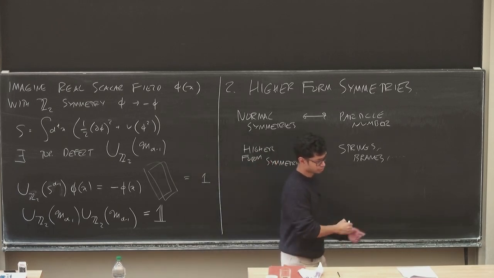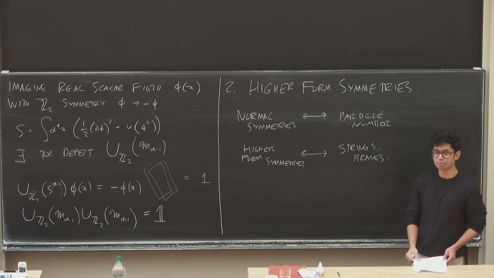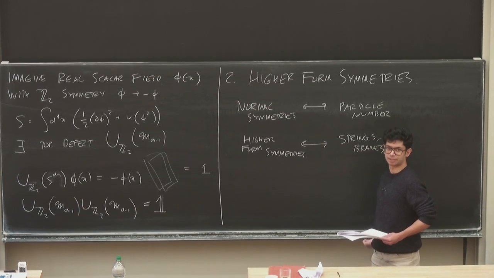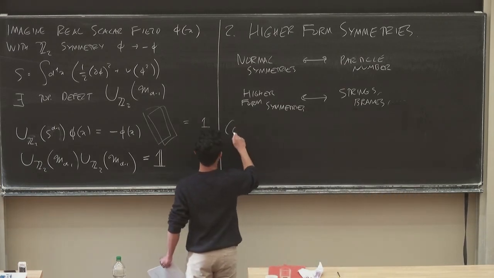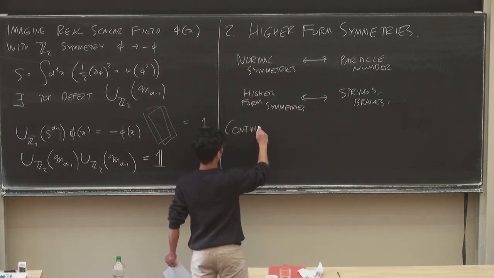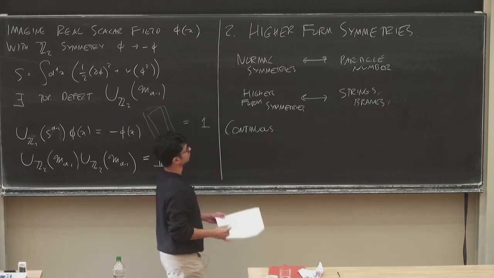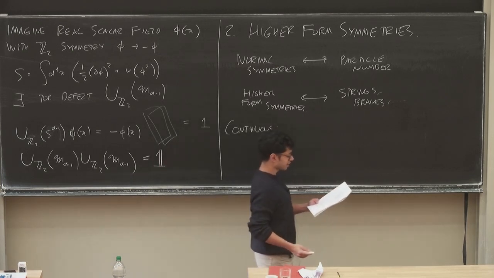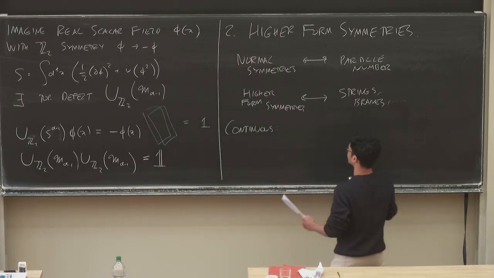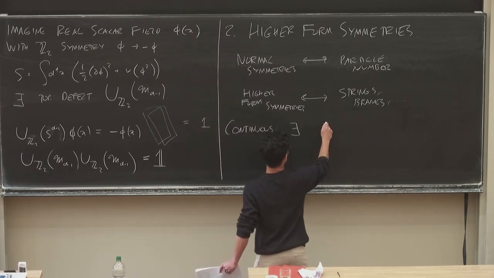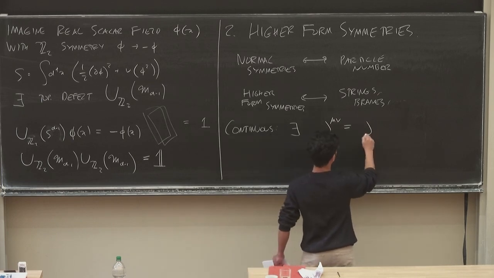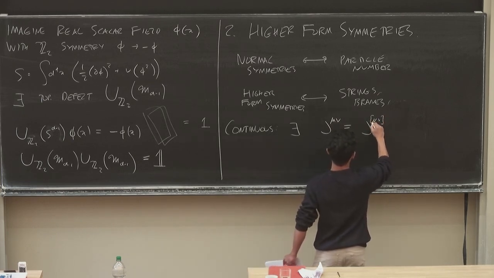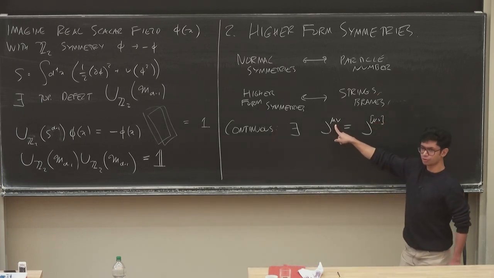So let's first develop the theory, and then we will look at some examples. A lot of examples, actually. First, we're going to do this in the continuous case. So in the continuous case, if you have a continuous higher form symmetry, what that means is there exists an antisymmetric two-form current. Here, J mu nu is an antisymmetric two-index object.